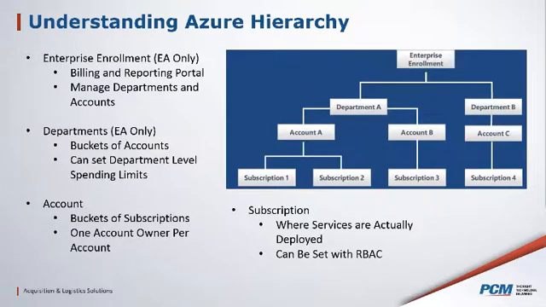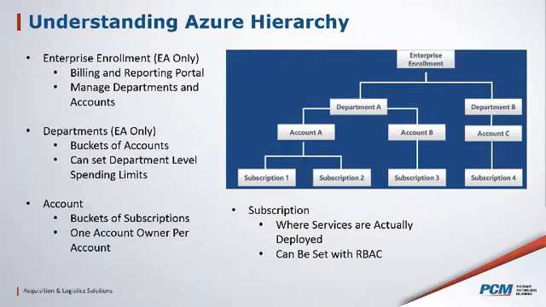So here we can see a little bit about how this hierarchy works. Again, when you have an enterprise agreement or an SCE, you have access to that EA portal. It is a billing and reporting portal that allows you to pull reports, set up and manage departments, and manage accounts. Underneath the enterprise portal, you can have multiple departments. Departments, again, are EA constructs, and they are buckets of accounts.